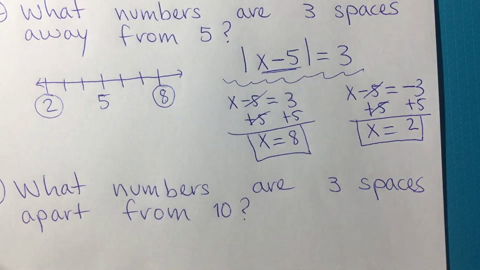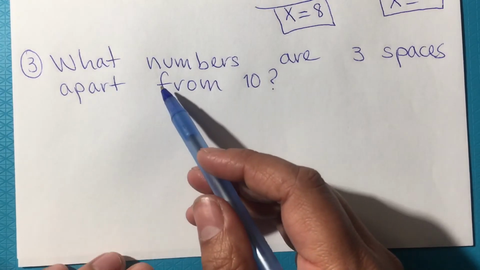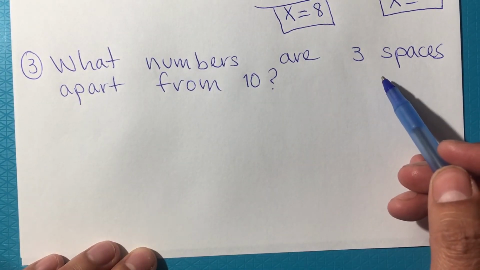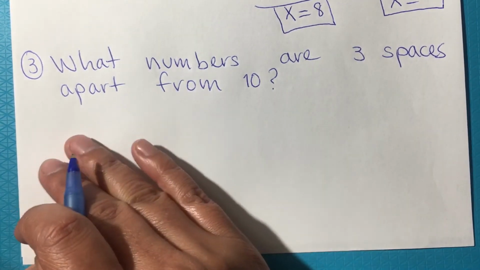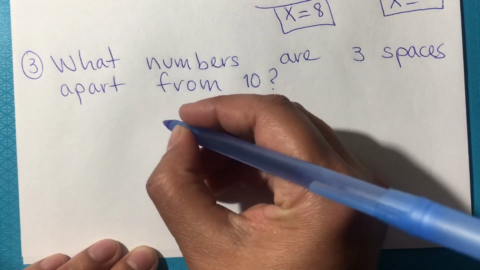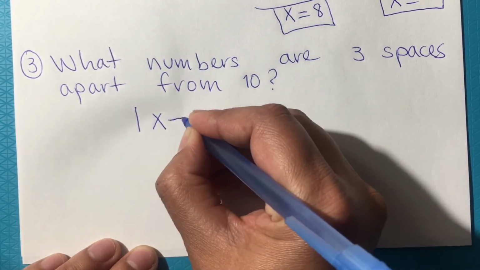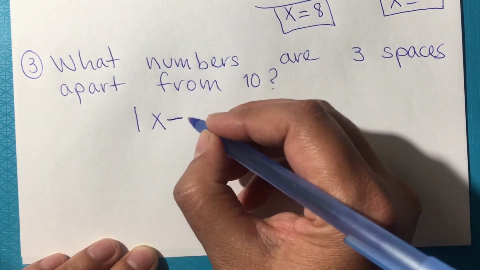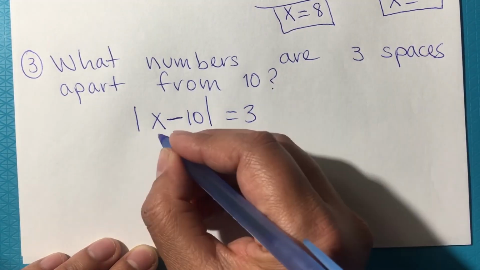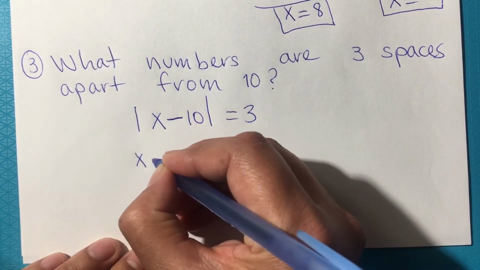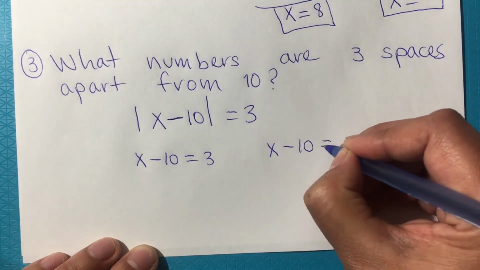So that's how you would use absolute value to solve these simple word problems. What numbers are 3 spaces apart from 10? Apart or away from 10 will be the same. Now we're not going to draw the number line, but again, we set it up as the numbers that we're looking for. The difference between those numbers and 10 is equal to 3 spaces away. We take this inside of the absolute value, so x minus 10 equals 3 and x minus 10 equals negative 3.